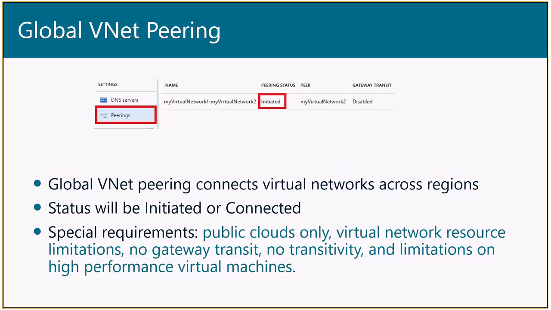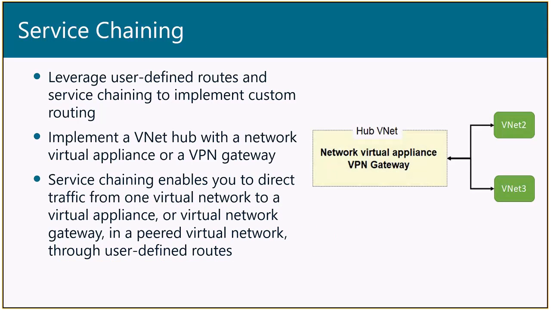Global VNet peering can be done between virtual networks across regions. Notice that when we do the peering, it shows the status as initiated; the status can be initiated or connected. Special requirements: public clouds only. You cannot do VNet peering on a private cloud. Resource limitations: no gateway transit, no transitivity, and limitations on high-performance virtual machines. Some gaming virtual machines are really big and very powerful. If you need those machines, you cannot use peering, okay?